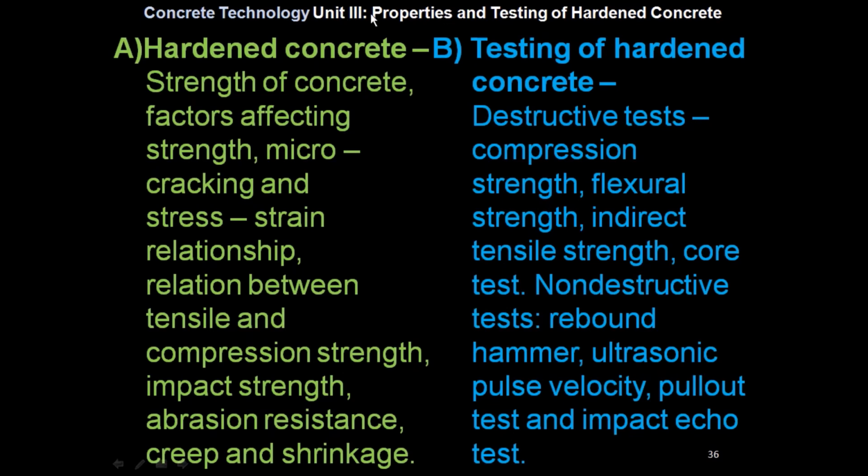So unit number 3, the title is properties and testing of the hardened concrete. It includes part A, hardened concrete, which includes strength of concrete, factors affecting strength, micro cracking and stress strain relation between tensile and compression strength, impact strength, abrasion resistance, creep and shrinkage. Part B, testing of hardened concrete, includes destructive tests: compression strength, flexural strength, indirect tensile strength, core test; and non-destructive tests: rebound hammer, ultrasonic pulse velocity, pull-out test, and impact echo test.